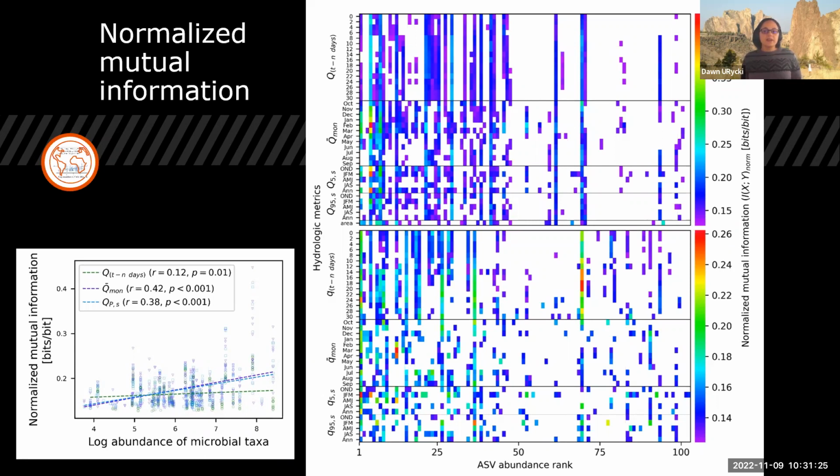Another interesting pattern is that most of the information is concentrated in the more abundant taxa, so on the left-hand side of the plot. In fact, in the plot on the left, we see that there is a significant linear relationship between the log of abundance of a taxa and the amount of information it shares with hydrologic metrics in all three categories.